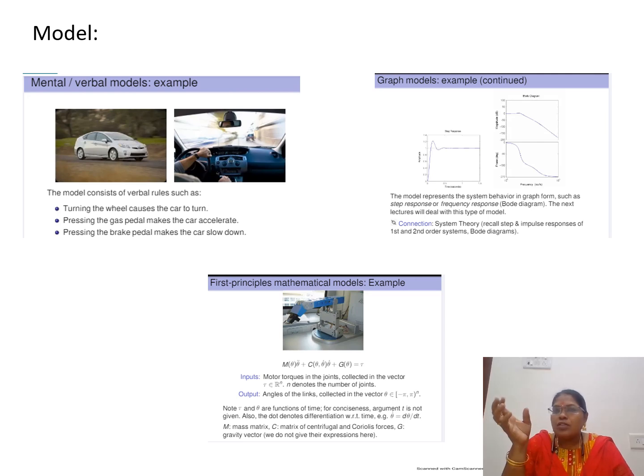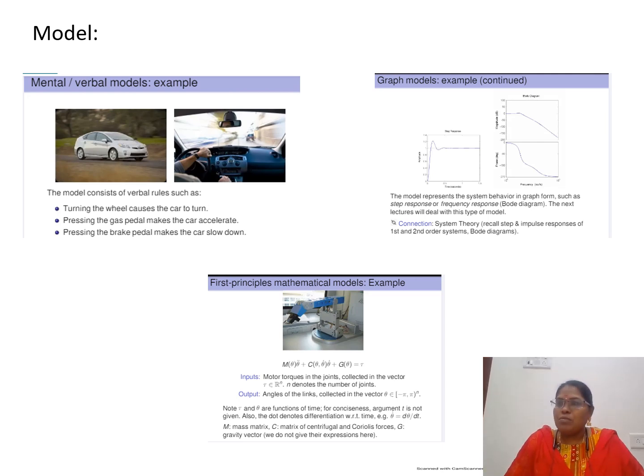Similarly, for the frequency response, you have two types of plots: one is the magnitude plot, and another one is the phase plot. Using those magnitude and phase plots, we can check whether the system is stable or unstable, or we can analyze the gain margin, phase margin, gain crossover and phase crossover.